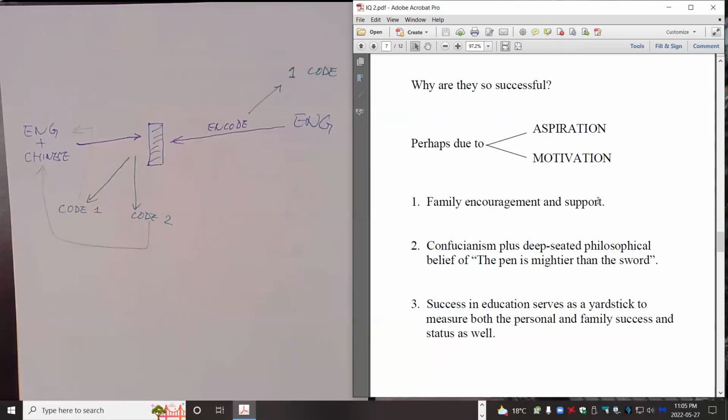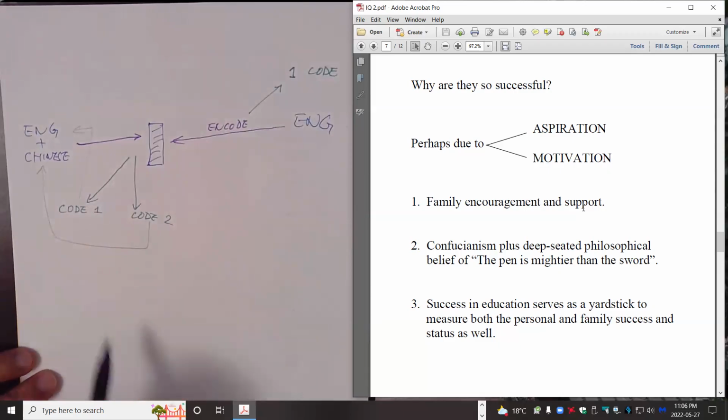In Oriental or Asian families, they always encourage their children to have higher aspirations of themselves, motivate them to be good in school, and give them support. Now, what kind of support? Let me give you an example.